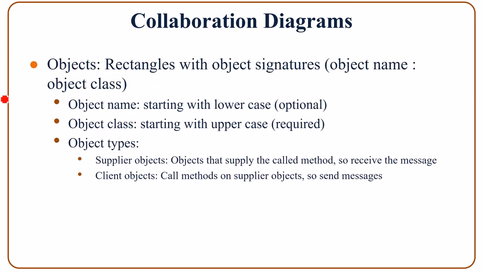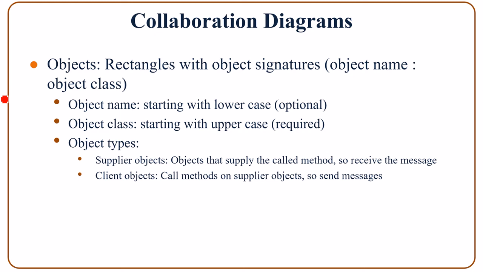In a collaboration diagram, objects are rectangles with object signatures. A signature consists of the object name and the object class, and there is a colon in between. The object name starts with lowercase, and this is optional, while the object class starts with uppercase, and this is required. There are two types of objects, supplier objects and client objects. The suppliers supply the called method, so they receive the message, while the clients call the methods on suppliers, so they send messages.